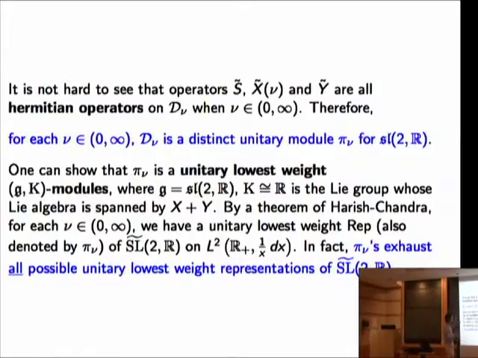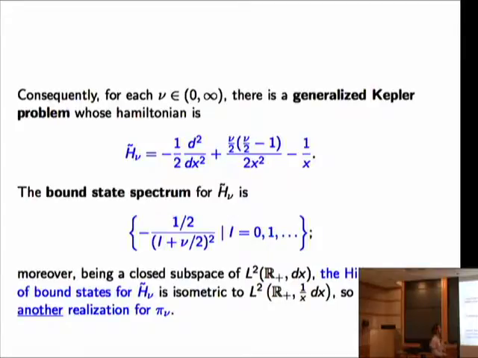And then the theorem, Harish-Chandra's general theorem, says whenever you have a GK module, you can integrate to the group. So in the end, this pi nu, this Hilbert space, really gives us all possible unitary lowest weight representations of this group. This means the universal cover of SL2R. There is a classification theorem, and you compare the result, you get all of them. Okay, now I come to your question.